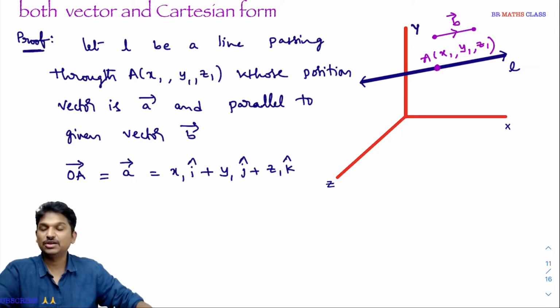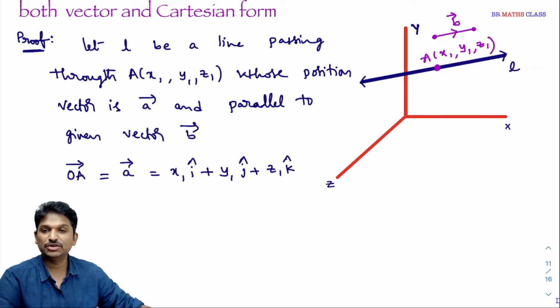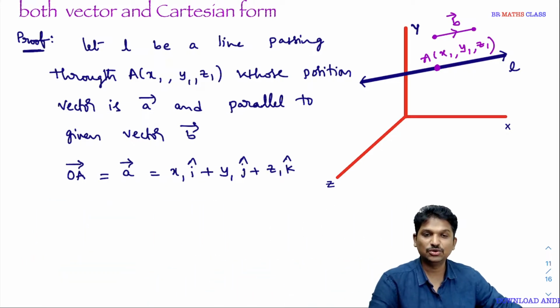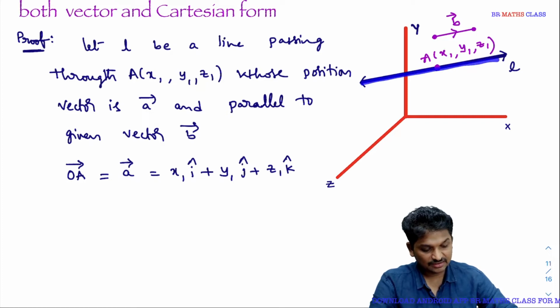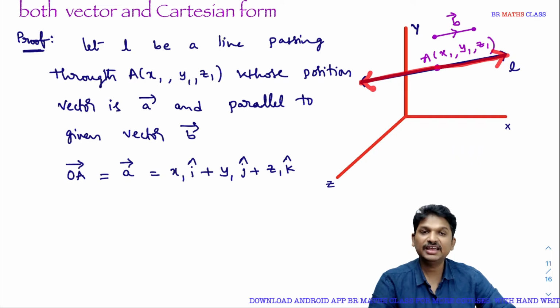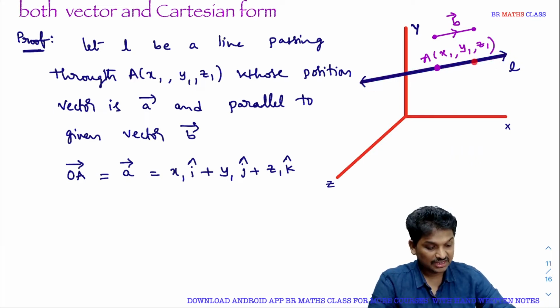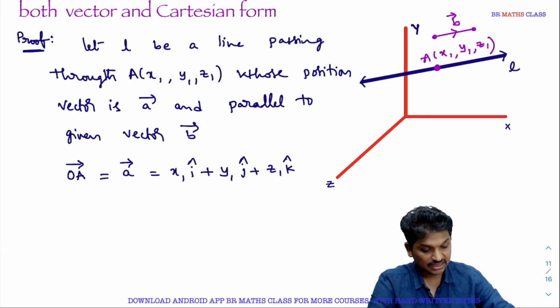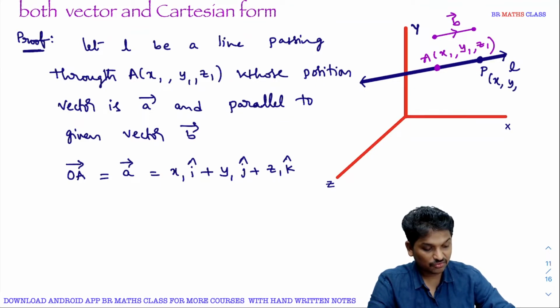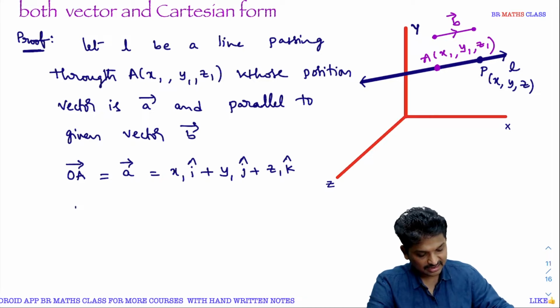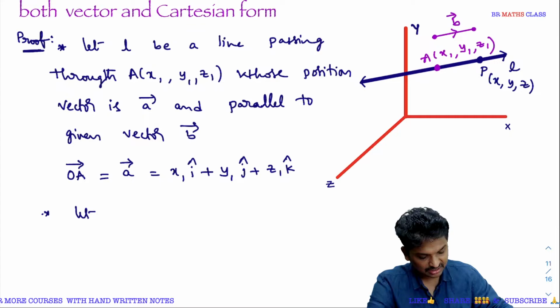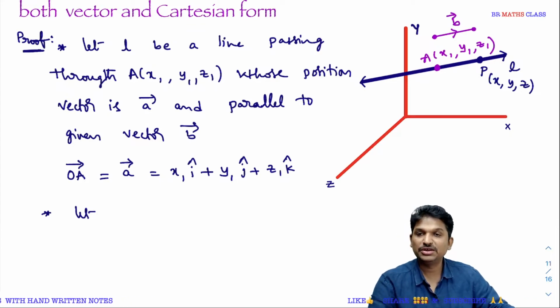Now we need to find this line equation. To find this line equation, I'll take a point on the line. This is the line L. On this line, I'll take one point P. Suppose here I'll consider a point P, with P as x comma y comma z. This is the second point. It is better to write it point-wise. First point is over. Second point.